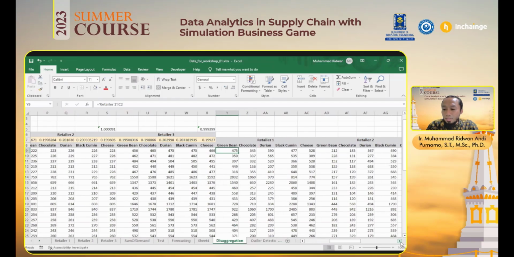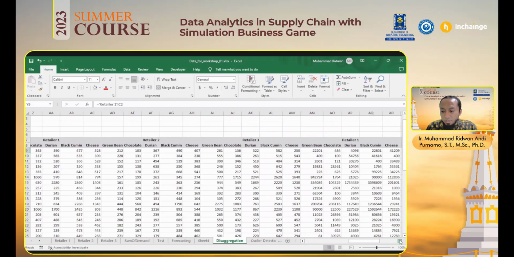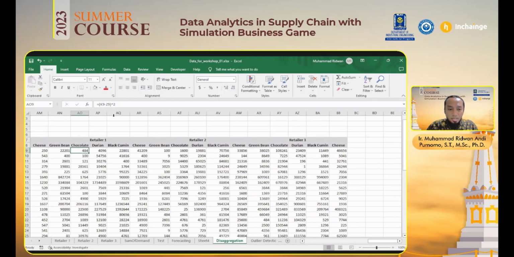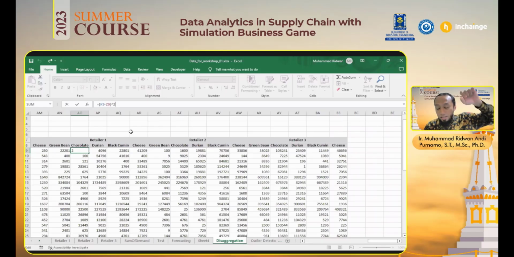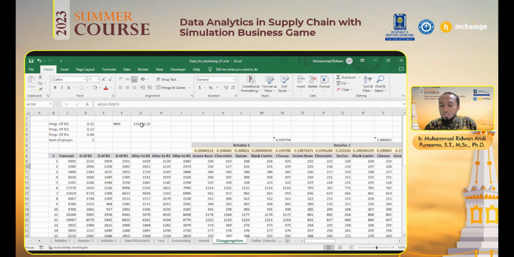So here we just copy from the historical data, and after that we measure the error. This one is the error, but because we use mean squared error, we square the error value. Error equals actual minus forecast. Actual is the historical data, and forecast or prediction is the result of the disaggregation. So here we can write the formula to calculate the MSE. After that, in order to combine all of these MSE values, we can use the average. So we put here the average of all of the MSE values.